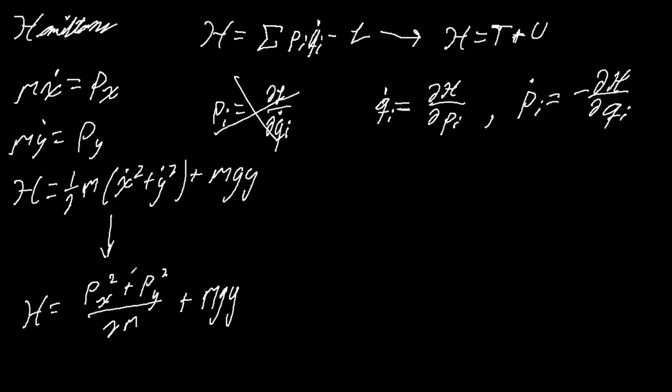Now, what we're going to do is use the Hamiltonian equations for both x and y. So for here, we get x dot is equal to the derivative with respect to p_x. Wow, doesn't that look familiar?